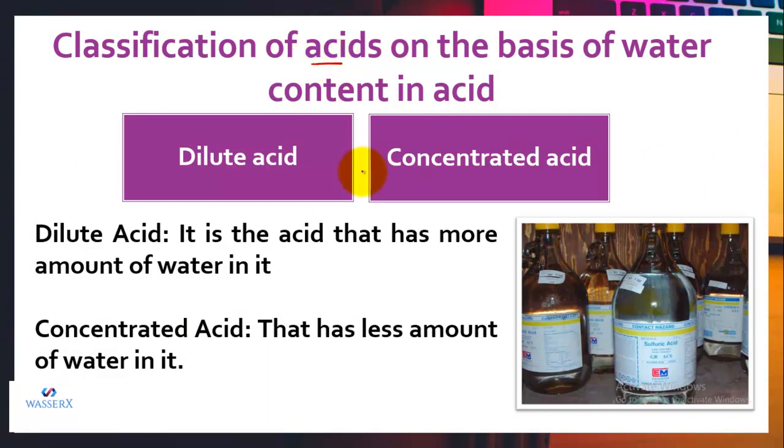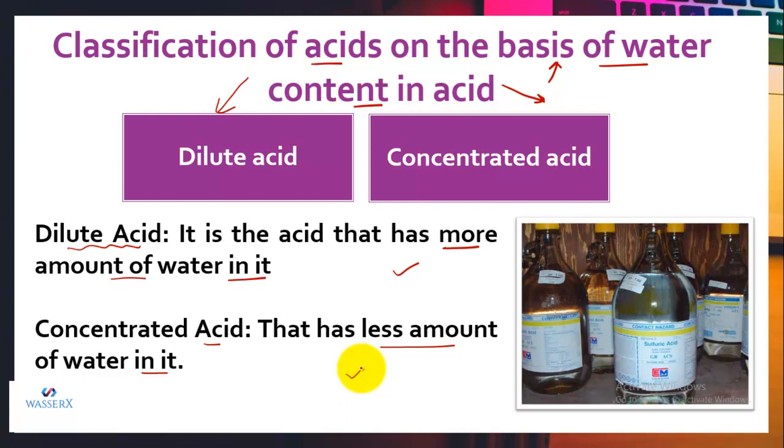Now let's classify acids on the basis of the water content present in them. If we classify on this basis, we have two categories of acids. One is the dilute acid and the other is the concentrated acid. A dilute acid is one which possesses more water in it, and a concentrated acid is one which possesses less water in it. This actually depends on us, on how we are forming an acid. If we are adding extra water to it, it will form a dilute acid, and if we are adding less water, then it is regarded as a concentrated acid.